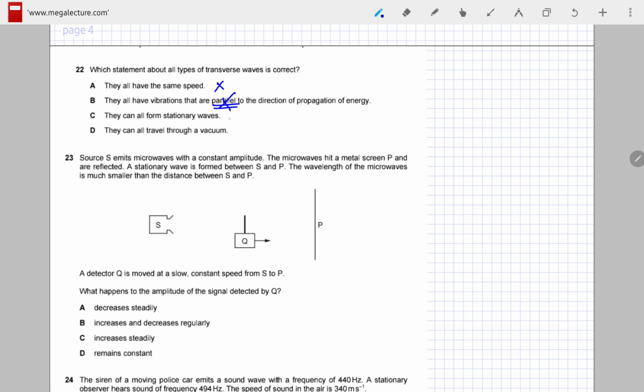So all transverse waves can form stationary waves. They all can travel through a vacuum. Well, obviously not true because mechanical waves, for example, cannot travel through vacuum, they require a medium. So the option C is correct.